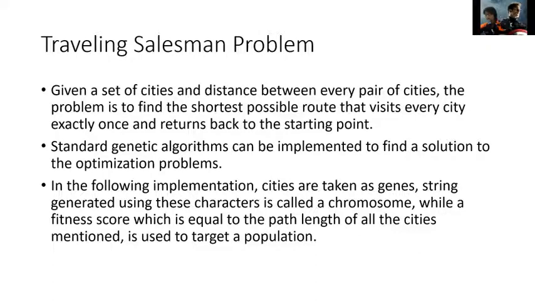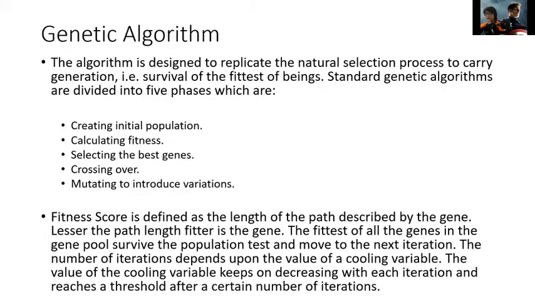So in the following implementation, cities are taken as genes, and the string generated using these characters is called a chromosome or population, while a fitness score, which is equal to the path length of all the cities mentioned, is used to target the population. The algorithm is designed to replicate the natural selection process to carry generations, which is survival of the fittest, meaning to say the best will survive.